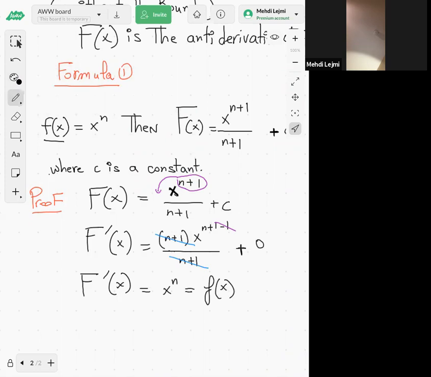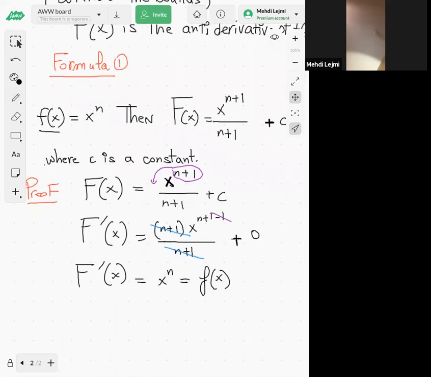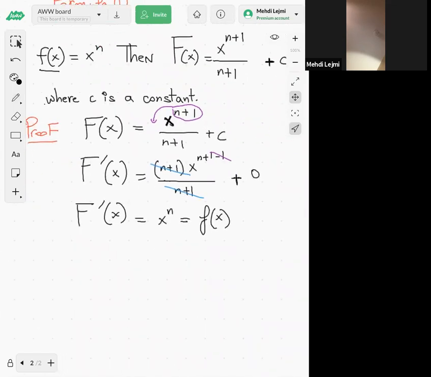So again, what I'm saying, guys, is that if your function is x to the power n, then the antiderivative, you have to increase the power by one and you have to divide by n plus one, right? So for example, a numerical example. So that's the formula, right?